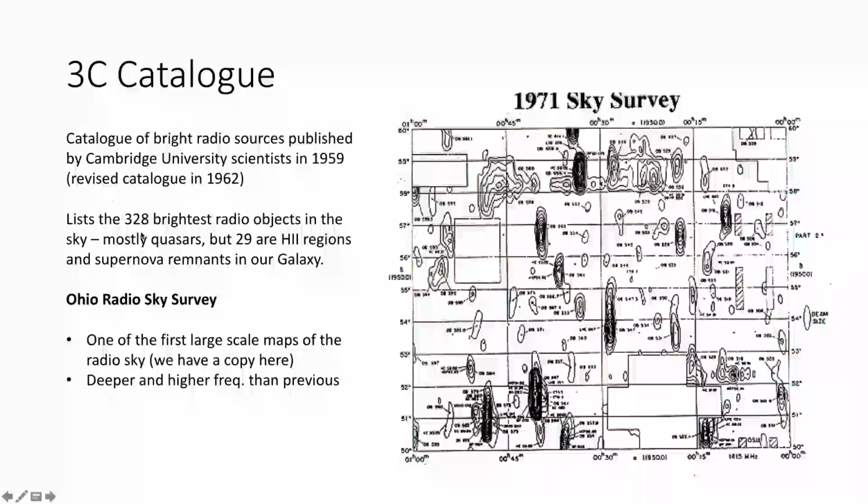So basically, they made a list of the brightest radio objects they could see. At the time, they really didn't know what most of them were. So they just basically numbered them. And so you have 3C and whatever is an object from this catalogue. It's a really standard way for astronomy to proceed. It's just to basically catalogue what you see.